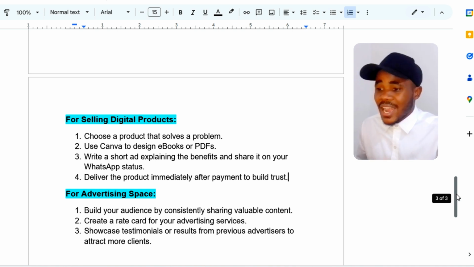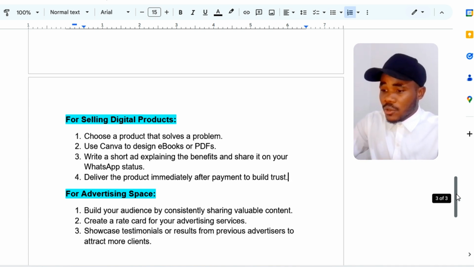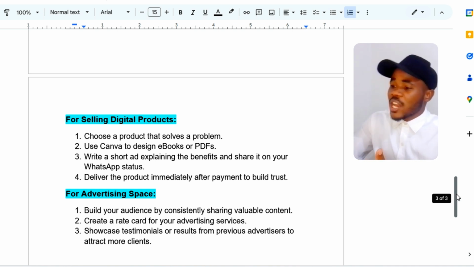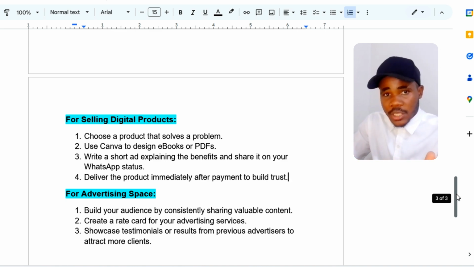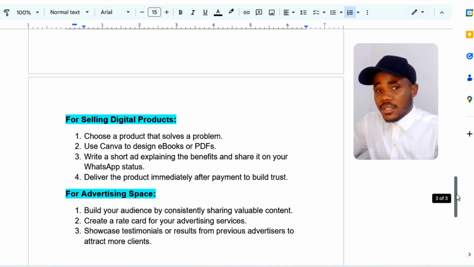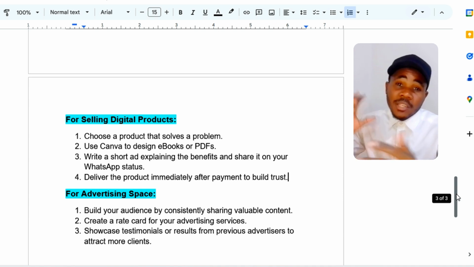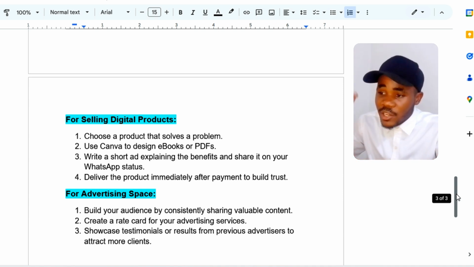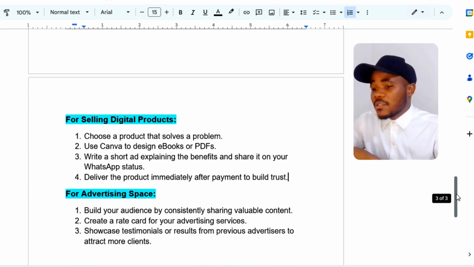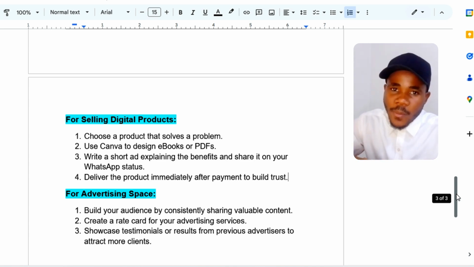Now, for the third strategy, advertising space. For this strategy, you're going to build your audience by consistently sharing value content on your status. People should know you as a person of value. Secondly, you're going to create a rate card for your advertising services. Then you're going to showcase testimonials or results from previous advertisers to attract more clients. This is very important. People want to know that what you are doing is something that you've been doing for some time. So if they trust you, if they know you've been doing this, they will give you a chance to advertise for them. And just like that, you'll be making more money.